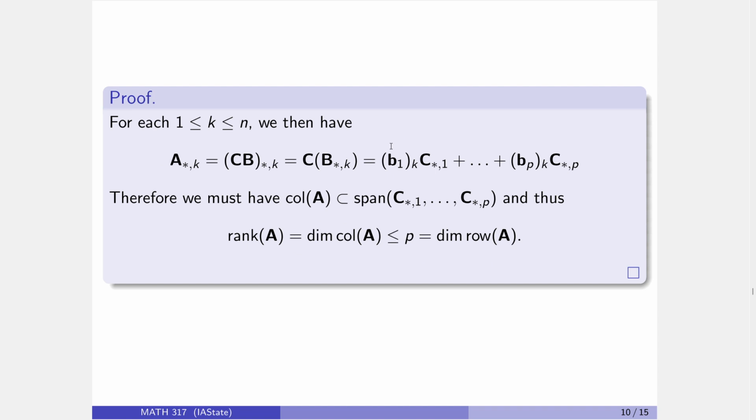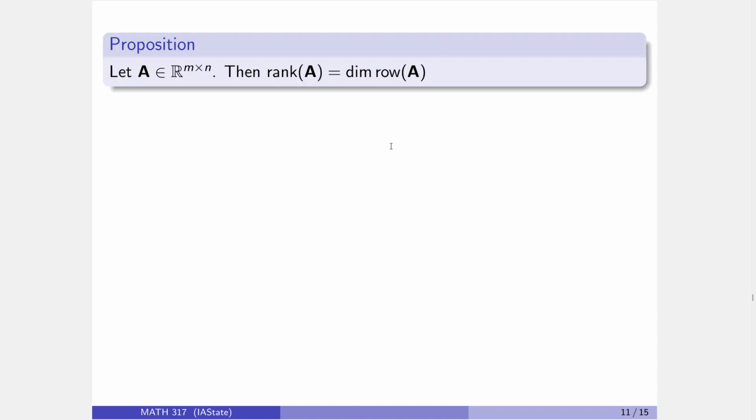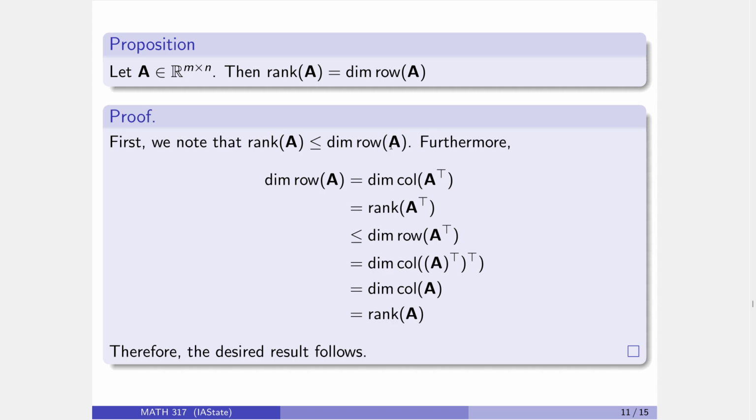Alright. But anyway, with this in tow, we can now prove that the rank of a matrix is in fact the dimension of its row space. First, let's note that we already proved that the rank of your matrix is always less than or equal to the dimension of your row space. Furthermore, the row space, remember, is the column space of the transpose. By the previous result, we know that the rank of the transpose is always less than or equal to the dimension of its row space. The row space of the transpose is the column space of the transpose of the transpose, so we're back to normal, and that's the rank of A. So both inequalities are true. Result follows.